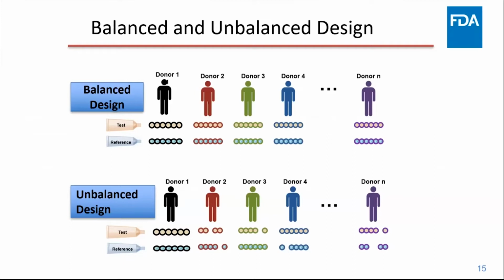So in the case of the unbalanced data set, we see some replicate skin sections missing per donor, per product, but not uniformly missing. So we end up not having the same number of replicates per donor, per formulation.